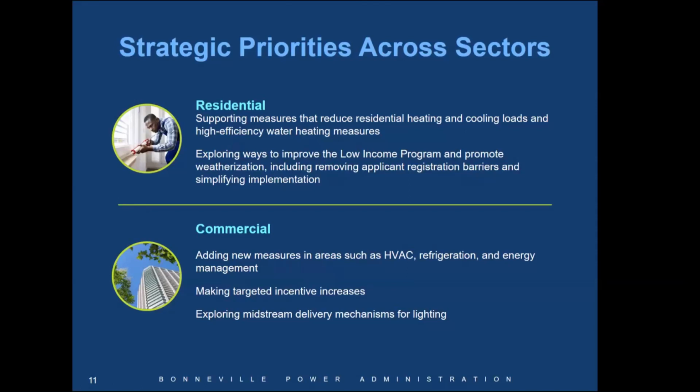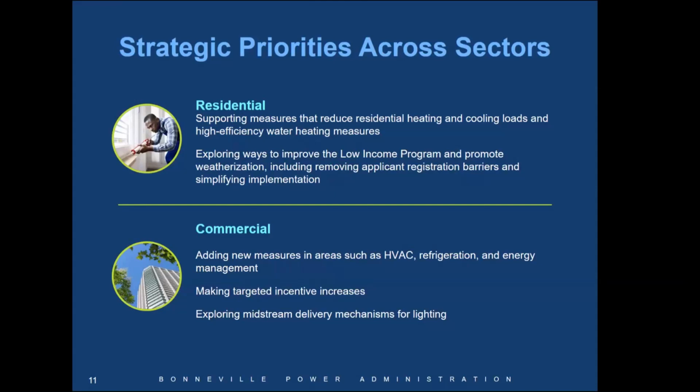So we are reconfiguring the portfolio though to focus on more advanced technologies such as variable speed heat pumps, and also cold climate heat pumps, a different way to categorize the efficiency of some of these units. And we're also exploring ways to improve our low-income program offerings and promote weatherization through low-income and standard. And so that will involve looking at programmatic barriers primarily on low income and seeing where we can streamline administrative processes and coordinate more closely with our utilities to adopt low income programs within their service territories if they haven't already.